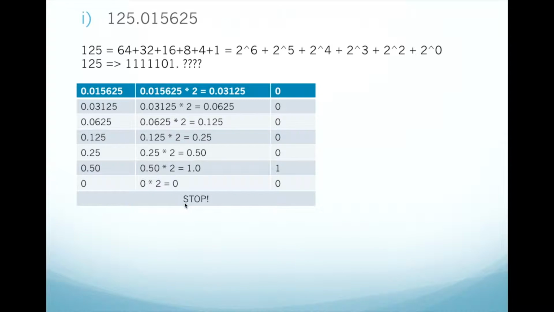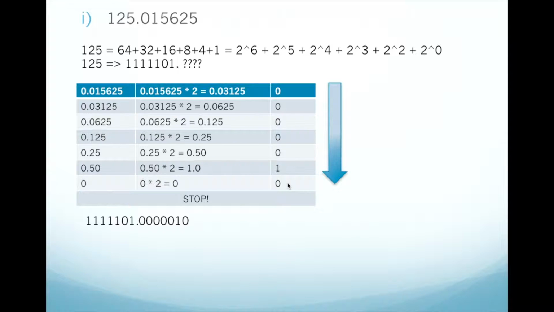So now you want to look at this far right column, right? So you read these numbers going down. So now our number is going to be our 125, which is this number, and we're going to read these numbers down. So that's going to give us 0.0000010.